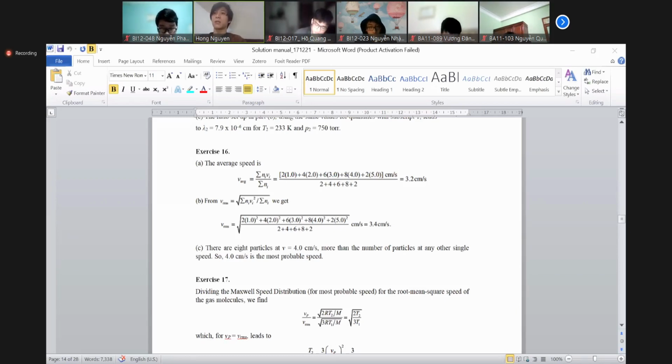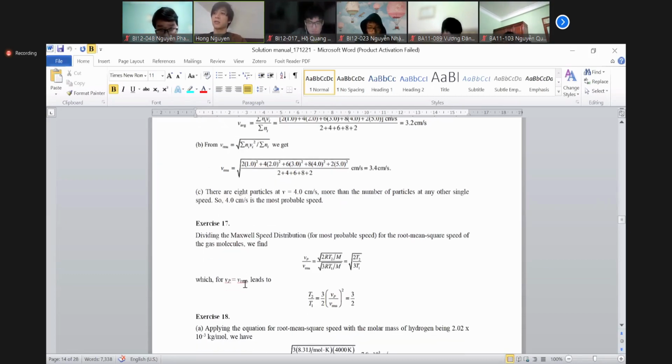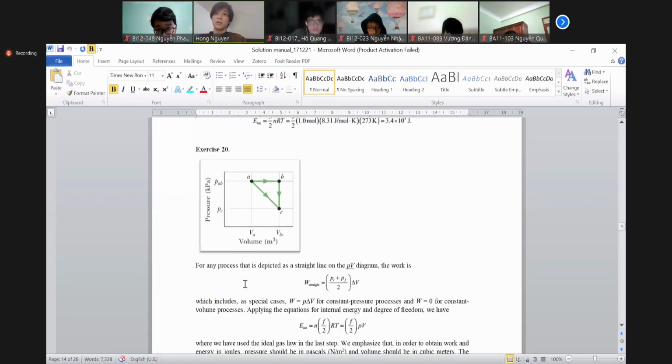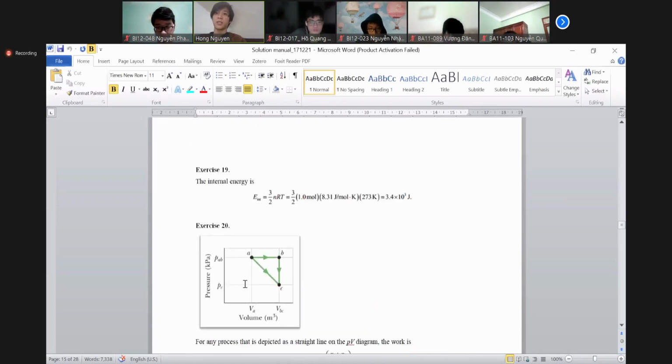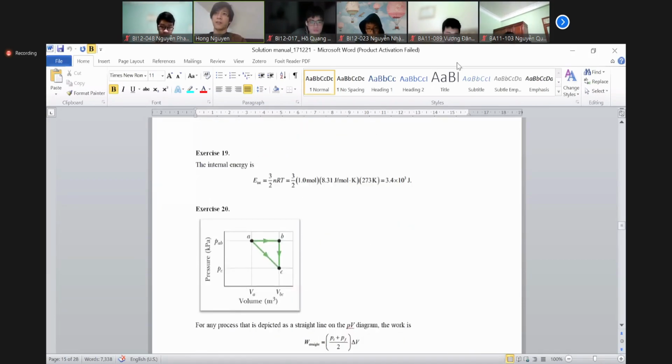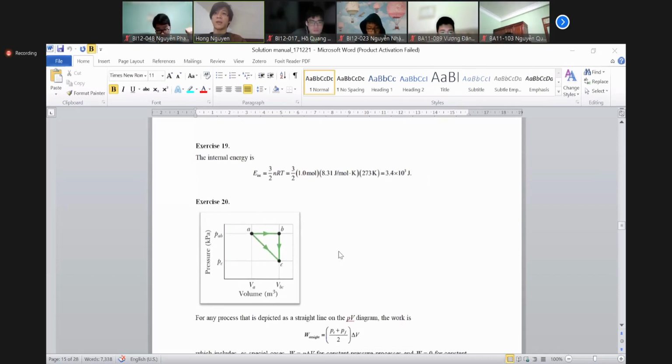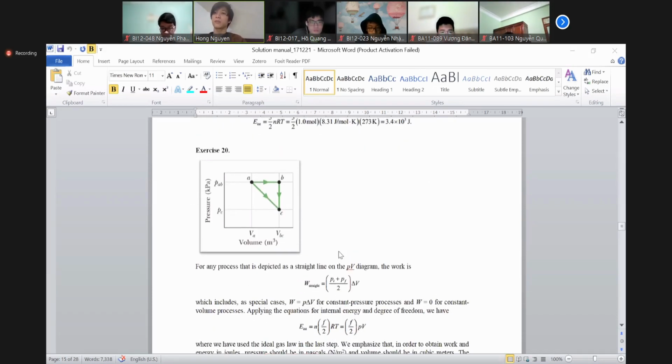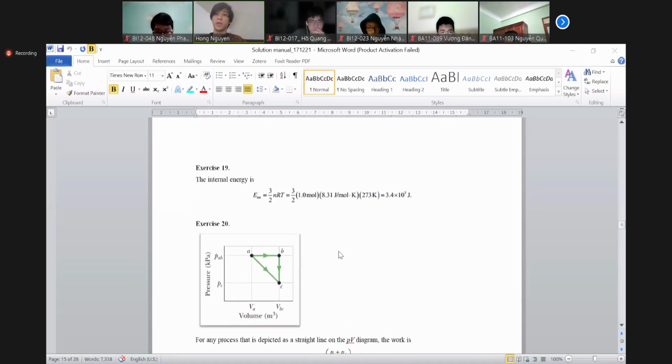So who can do number 20? No one? Number 20, we have a closed cycle on a PV diagram. And here what we have is a diatomic gas.